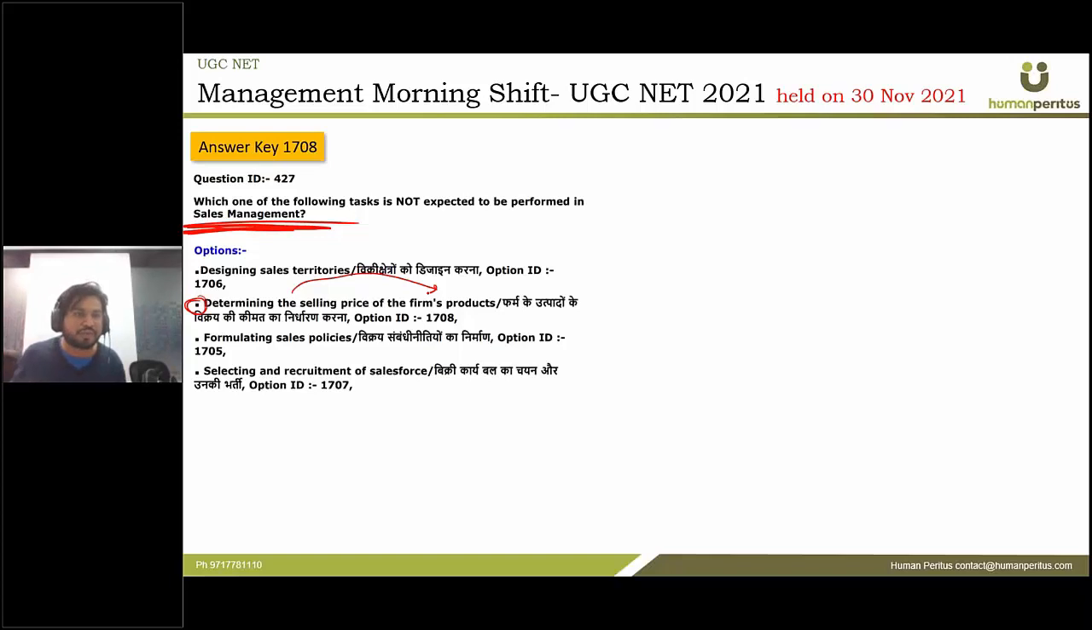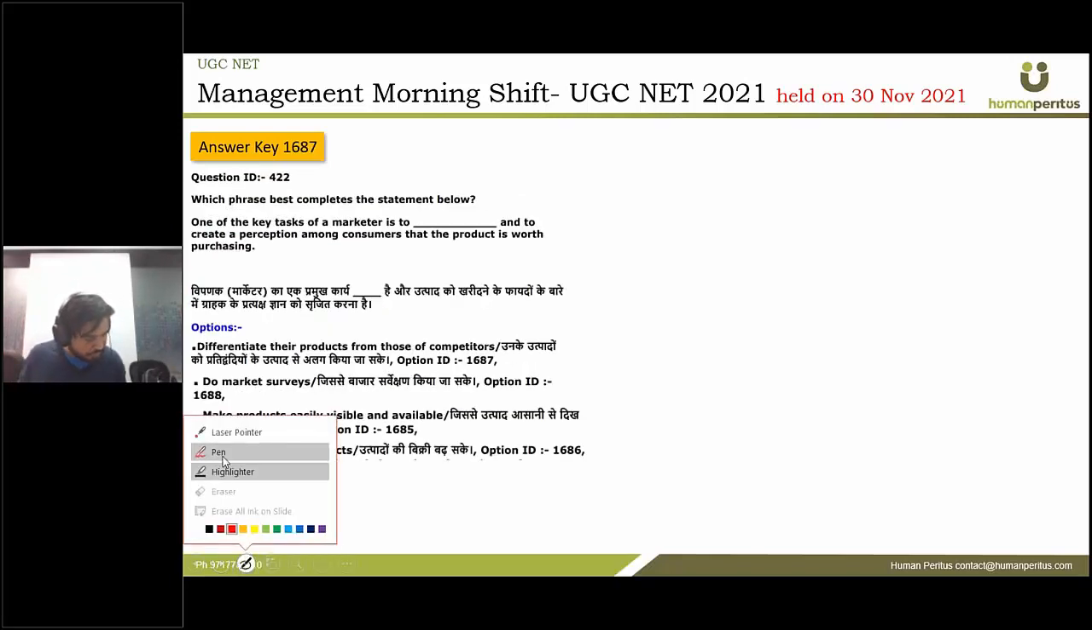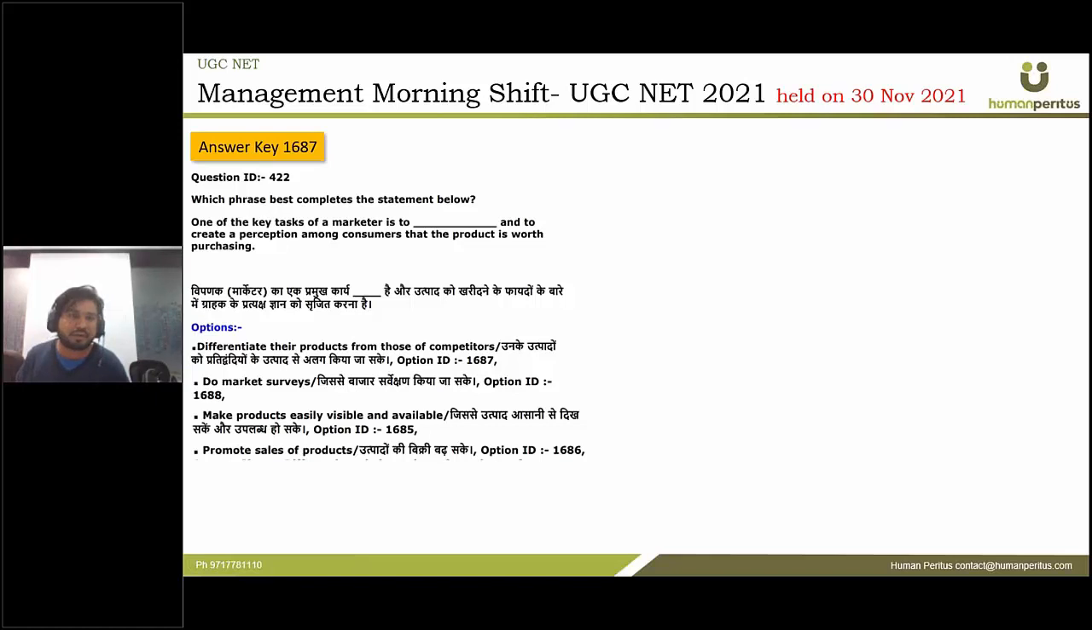So therefore option is B, which is 1708. Next question. One of the key tasks of a marketer is to dash and to create a perception among consumers that the product is worth purchasing. So the key task of the marketer is to create a perception in the consumer mind. It is basically talking about the positioning of our brand.